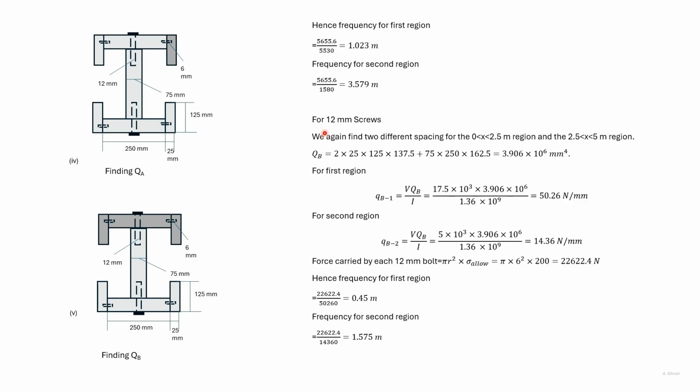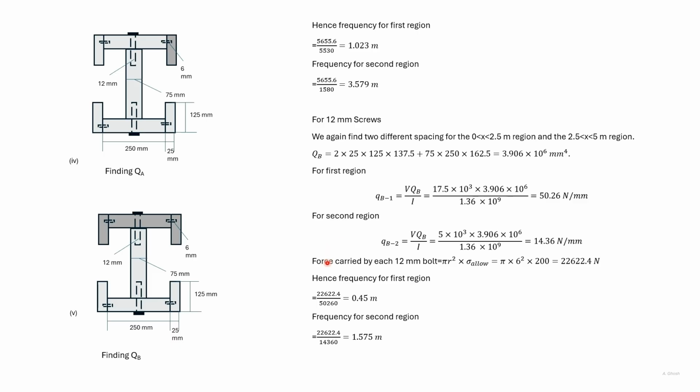We now look at the 12 millimeter, that is the largest screws. The statical moment has to be obtained of this area. We obtain the statical moment of the vertical portion and the horizontal portion separately and add them up. For the first region, we again use 17.5 kilonewton as the shear force and find out the shear flow. For the second region, we used 5 kilonewton as the shear force and find out the shear flow.